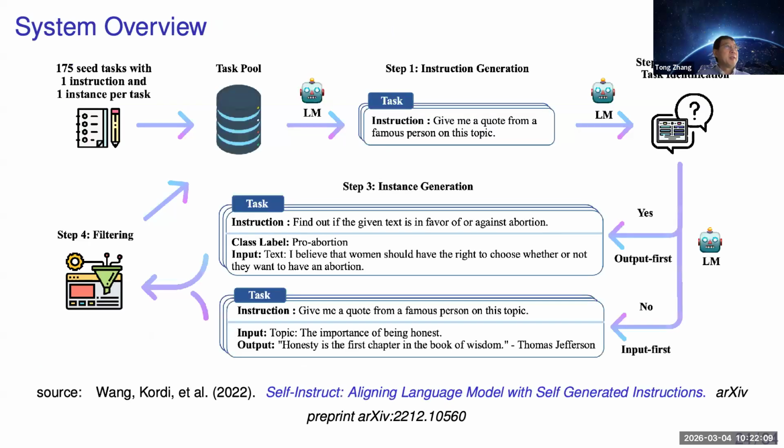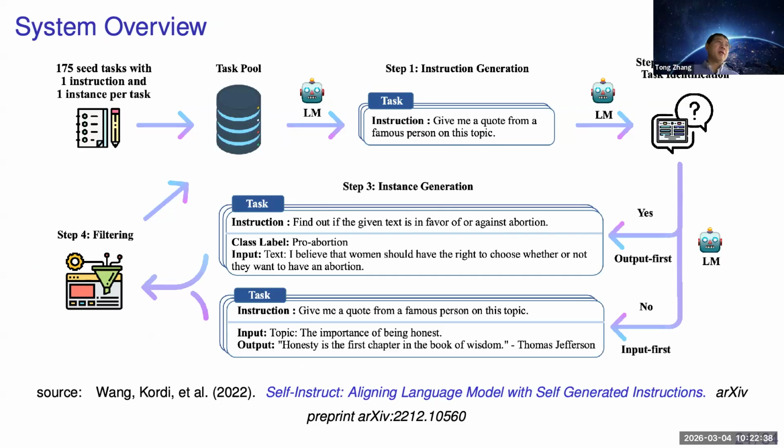Okay, so here there are about 175 seed tasks, so one instruction, one instance per task. Okay, then you have a task pool. Step one, instruction generation. You give a task, right? Instruction: give me a quote from a famous person on this topic, right? Then this one is specific.